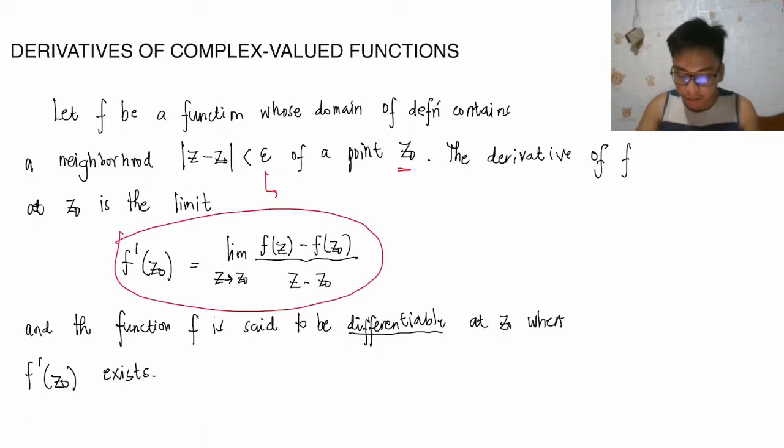Okay, so that means it's a formal definition for the derivative of a complex valued function. That's the limit of f of z minus f of z sub 0 all over z minus z sub 0 as z approaches z sub 0. And the function f here is said to be differentiable at z sub 0 whenever this f prime of z sub 0, or the derivative, exists.